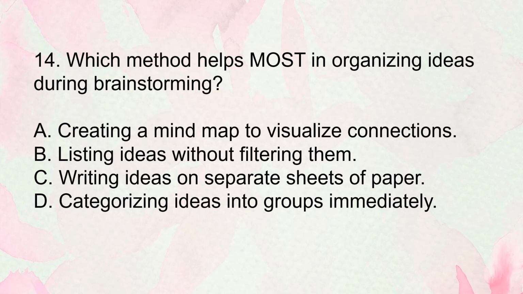Number 14, which method helps most in organizing ideas during brainstorming? Letter A, creating a mind map to visualize connections. Letter B, listing ideas without filtering them. Letter C, writing ideas on separate sheets of paper. Or letter D, categorizing ideas into groups immediately.